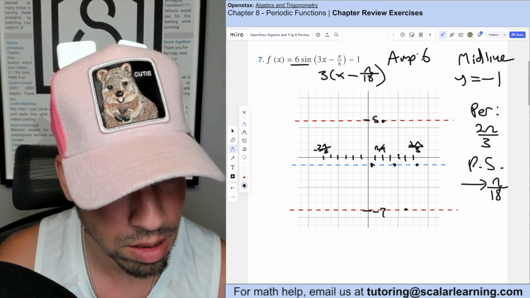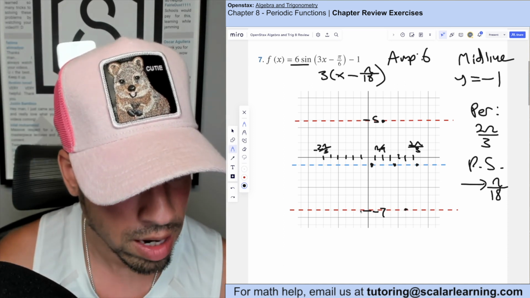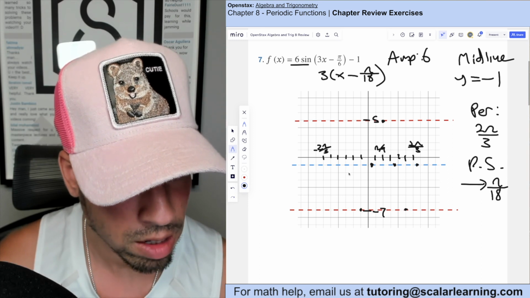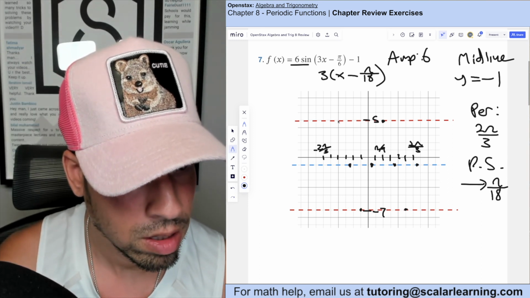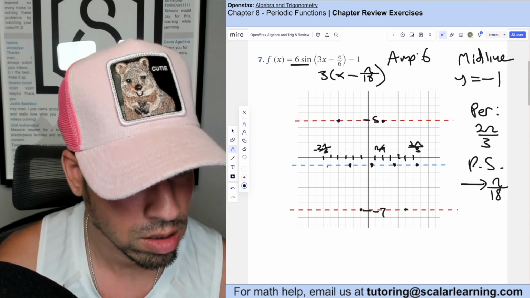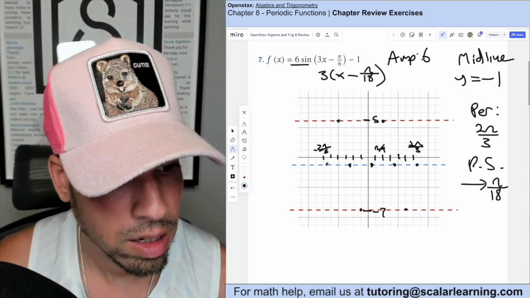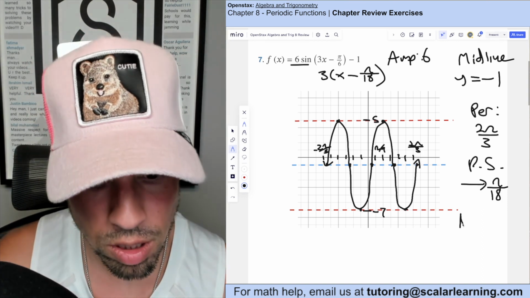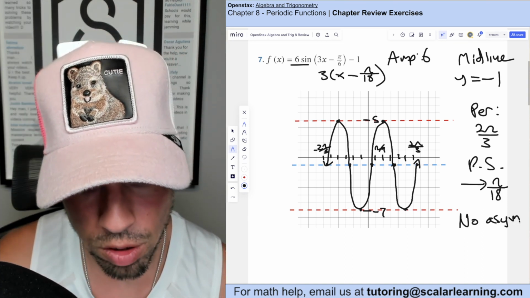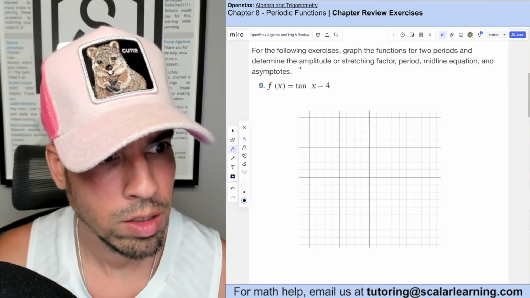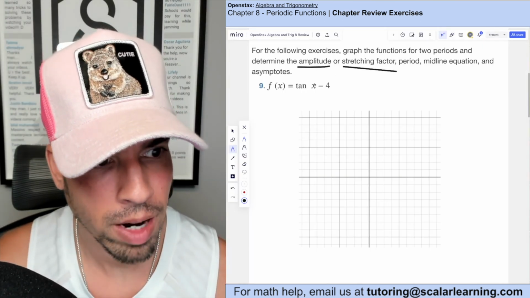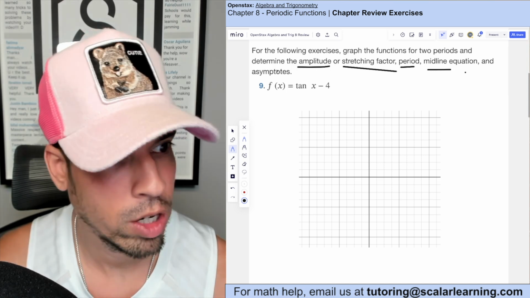And we're going to repeat this cycle to the left. We're going to go down here and then back up to the center line here, and then up here, and then back down to the center line here. And now let's connect the dots. Once again, with sine and cosine, there's no asymptote, so you don't need to worry about that. This is the final answer. Boom, done. So for this one, we're meant to determine the amplitude or stretching factor, period, midline equation, and asymptotes.